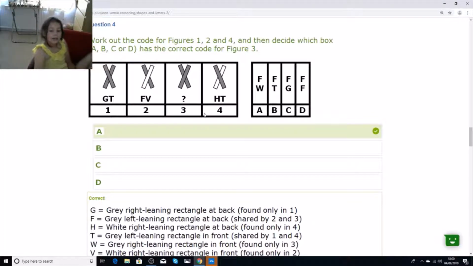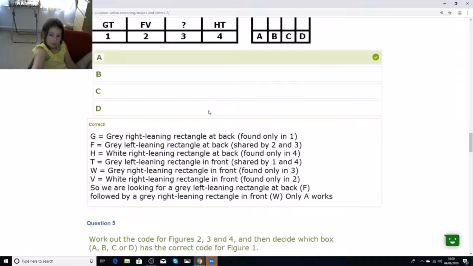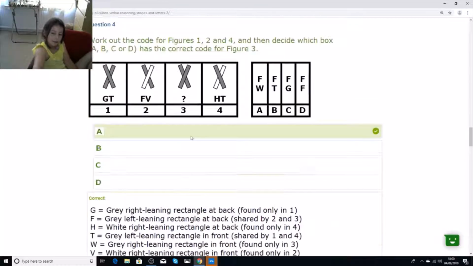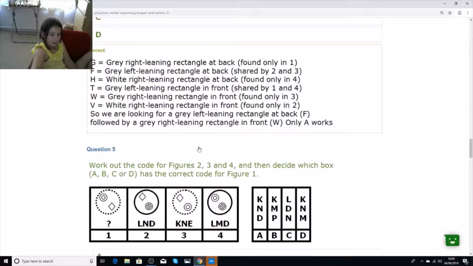T equals grey left-leaning rectangle in front, shared by 1 and 4. W equals grey right-leaning rectangle in front, found only in 3. V equals white right-leaning rectangle in front, found only in 2. So we are looking for a grey left-leaning rectangle at back, F, followed by a grey right-leaning rectangle in front, W. Only A works. That's why it's A, folks.